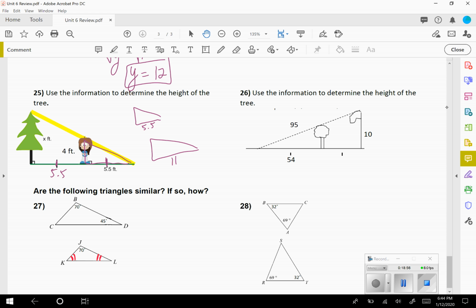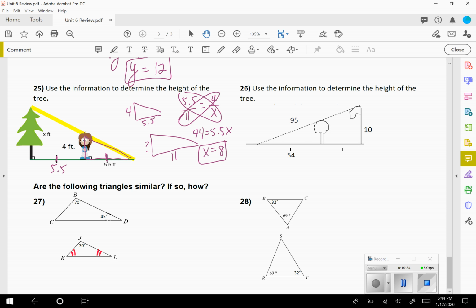Okay, and then the little person here is 4, right? And then we need to find the height of the tree. So now we will set up our proportion. 5.5 matches with 11. Okay, and then 4 matches with x. And just cross multiply. So 11 times 4 is 44. That's equal to 5.5x. Okay, so do 44 divided by 5.5, and you get x is 8.